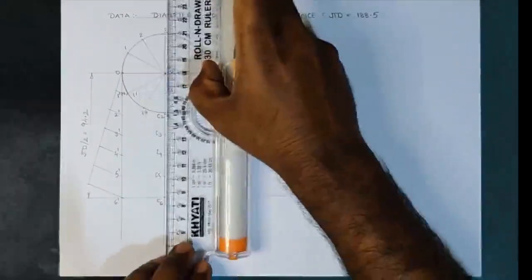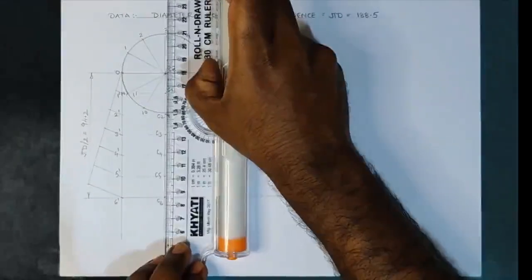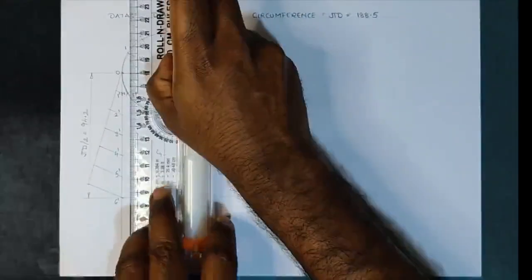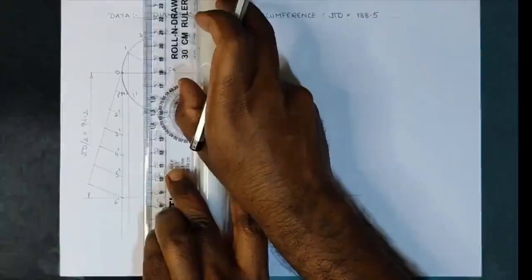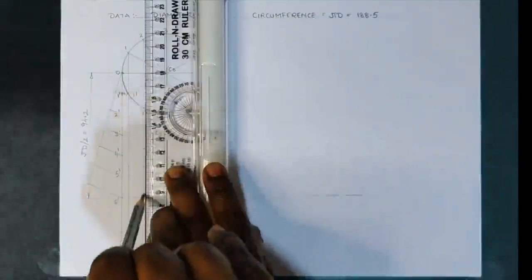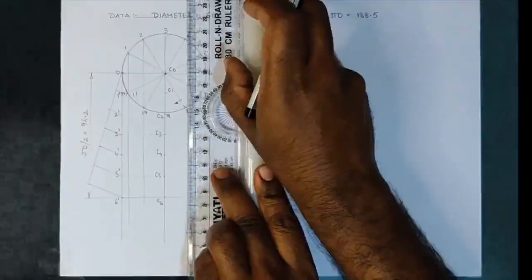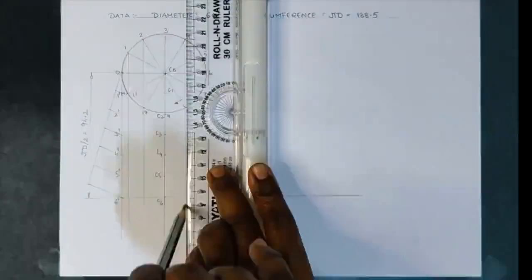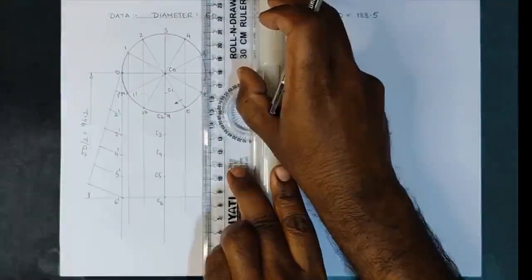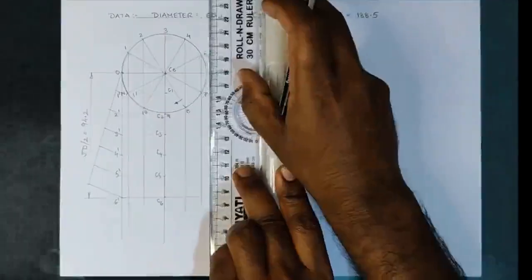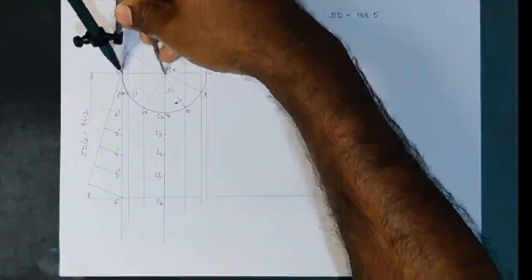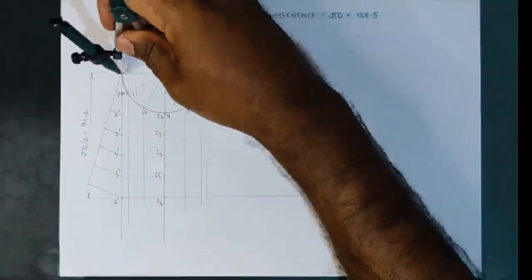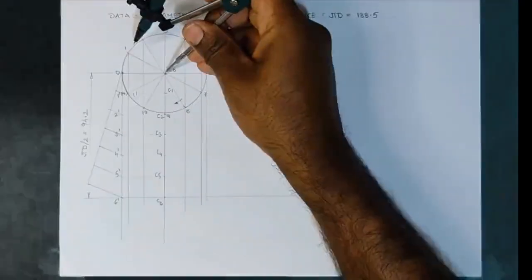Now I draw verticals through point 1 and 11, which is common, 2 and 10, and then 4 and 8, 5 and 7 and 6. Now this is the starting position of the rotation.